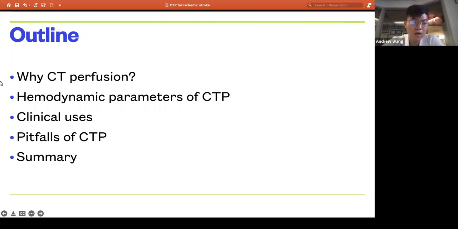So first, we are going to talk about why we need CT perfusion study for management of acute ischemic stroke. And then I'm going to introduce some fundamental hemodynamic parameters for CT perfusion study. And then we are going to talk about how we are going to use CT perfusion study in clinical practice, and also some pitfalls and limitations of CT perfusion study.